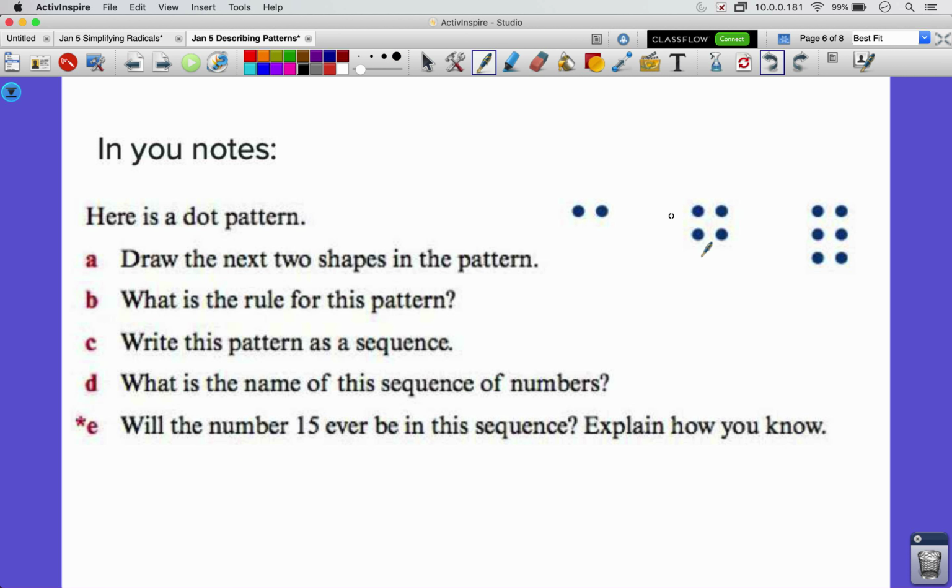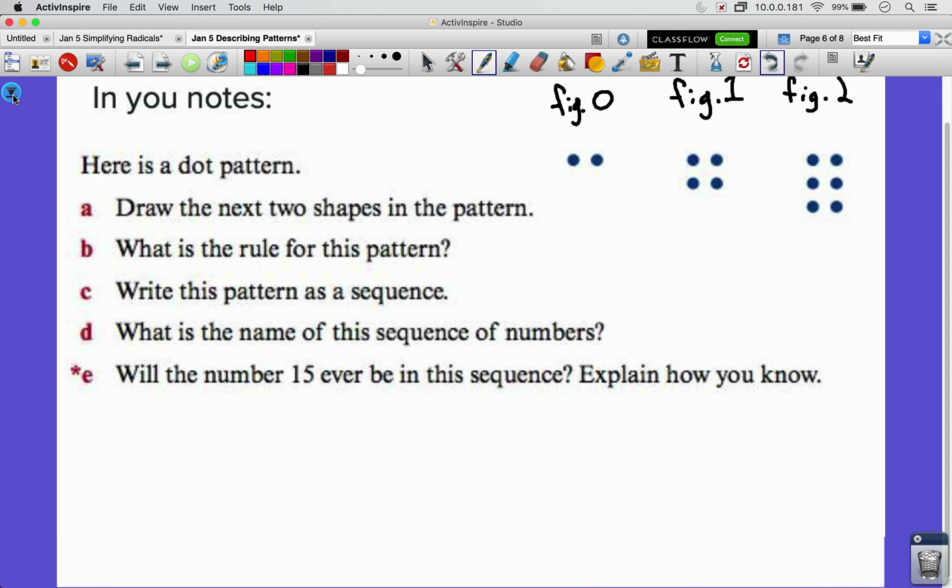All right, let's work on another dot pattern, but this time we're going to answer a few more questions about it. So here's your pattern. It starts with just one row and two columns. We'll call this figure 0. All right, in figure 1, each of those columns has gotten a little bit bigger, and in figure 2, each of those columns has gotten even a little bit bigger than that. So draw the next two shapes in the pattern.